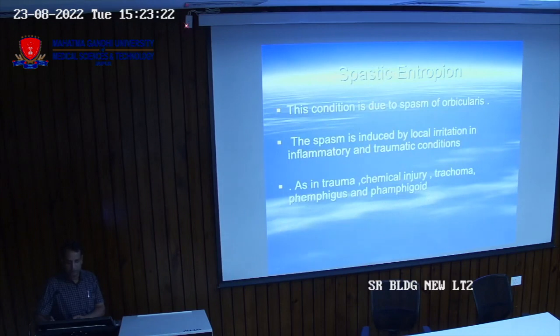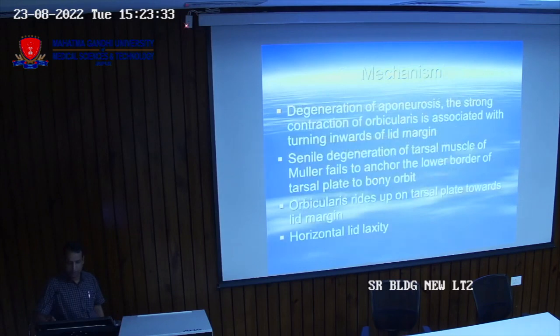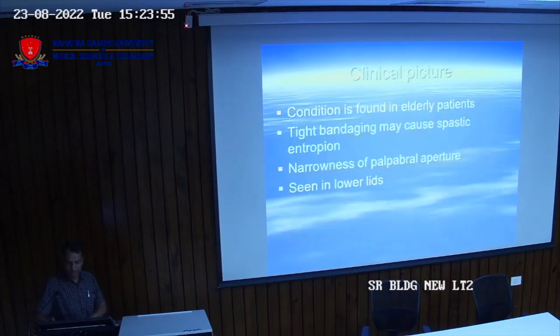Spastic entropion is due to spasm of the orbicularis muscle induced by local irritation in inflammatory and traumatic conditions: trauma, chemical injury, trachoma, pemphigus and pemphigoid. The mechanism is degeneration of the aponeurosis. Strong contraction of the orbicularis is associated with turning inward of the lid margin. Senile degeneration of the tarsal muscle of Muller fails to anchor the lower border of the tarsal plate to the bony orbit. The orbicularis rides up on the tarsal plate toward the lid margin, with horizontal lid laxity.